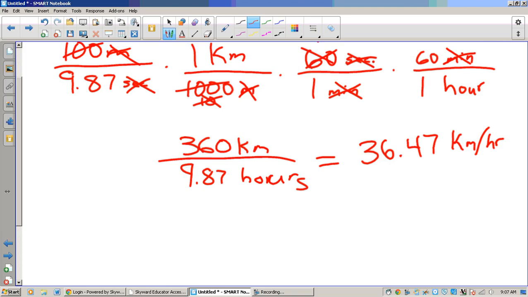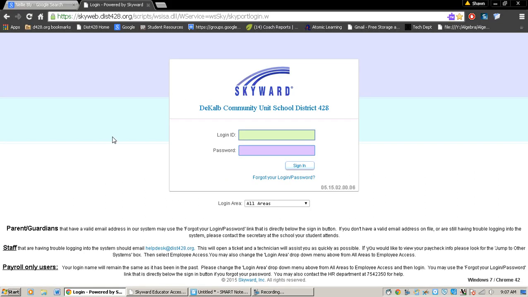So this means if he was running at this speed for a full hour, he could run 36 kilometers. A kilometer is about 0.62 miles. Okay. We can even Google that if we wanted to. I mean, that's usually how I convert it into miles per hour. 22 and a half miles an hour.